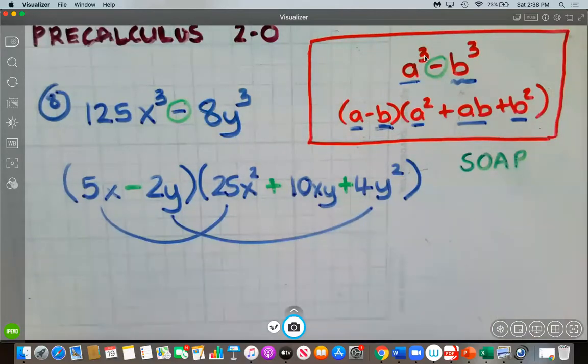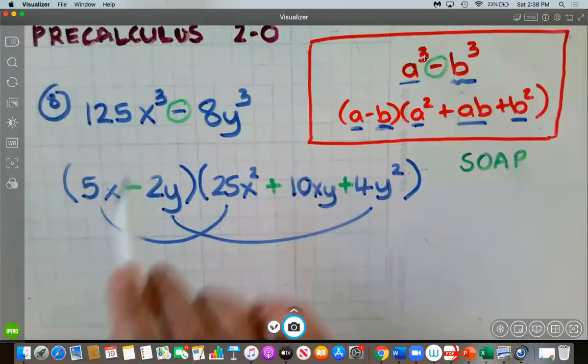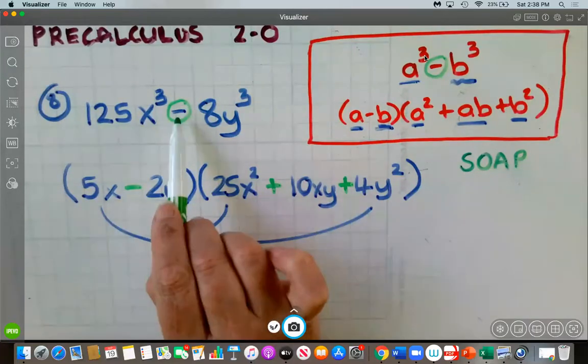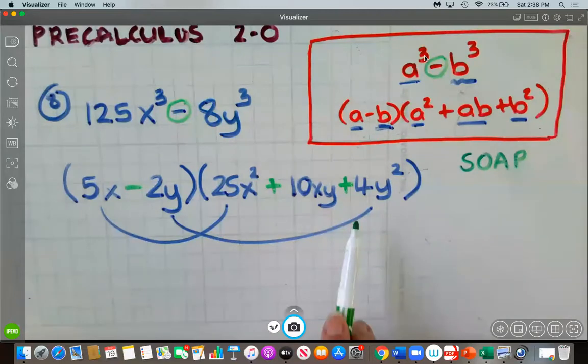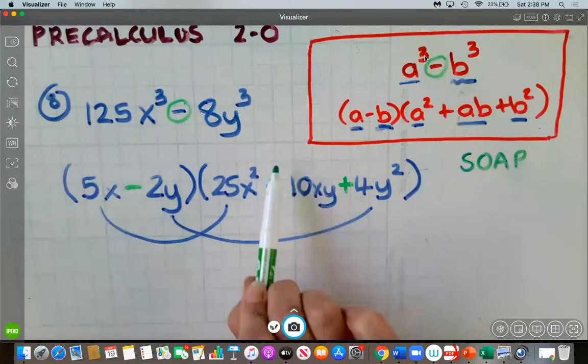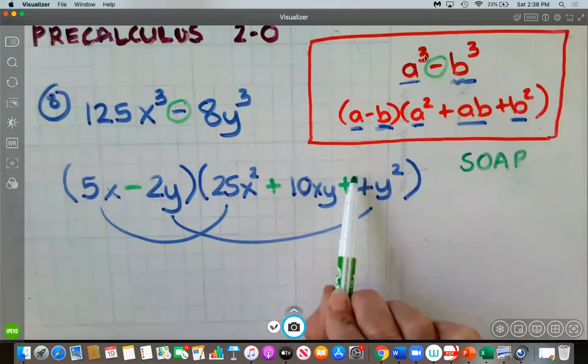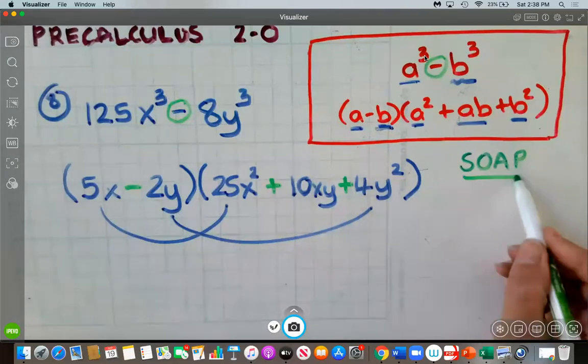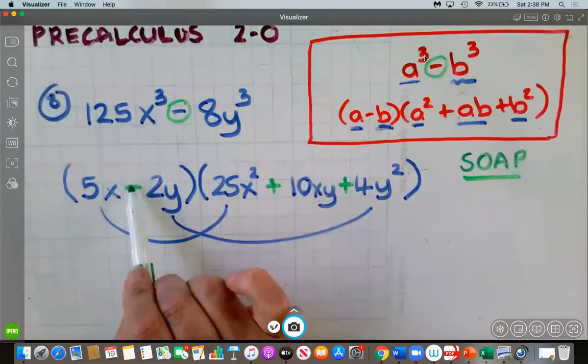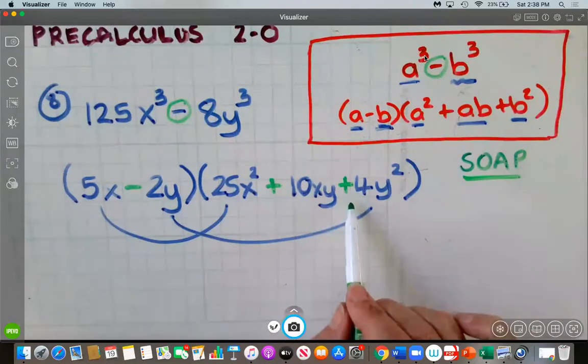So if your problem started off where this was a plus, then this would be the same, except that you would have a plus, a minus, and then always positive. So the signs always follow this pattern: the same as what you started with, the opposite, and then this one is always positive.